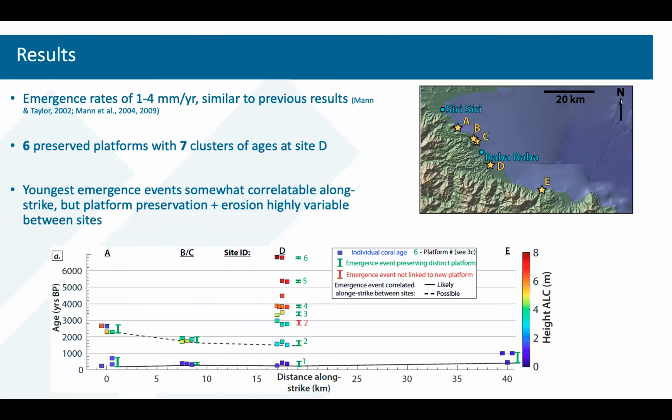Unfortunately, there's not great along-strike preservation, so we can't follow any of these platforms between sites except for a little bit at B and C. But it does seem quite reasonable that the youngest event correlates along strike, and then potentially the second youngest event, but it's tough to say for sure.